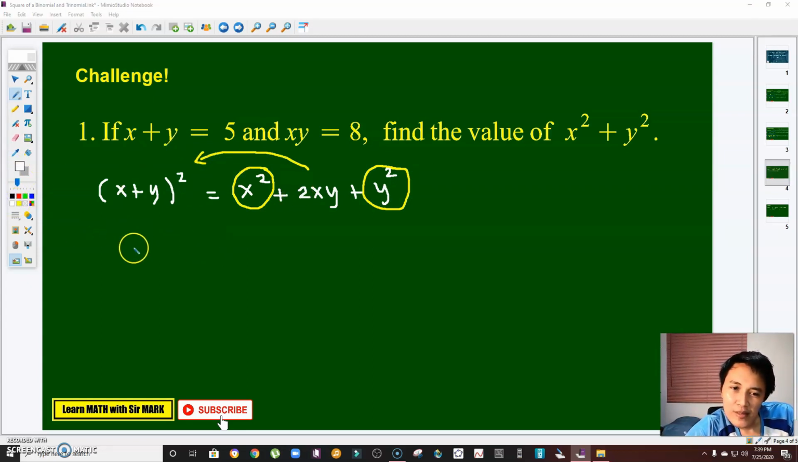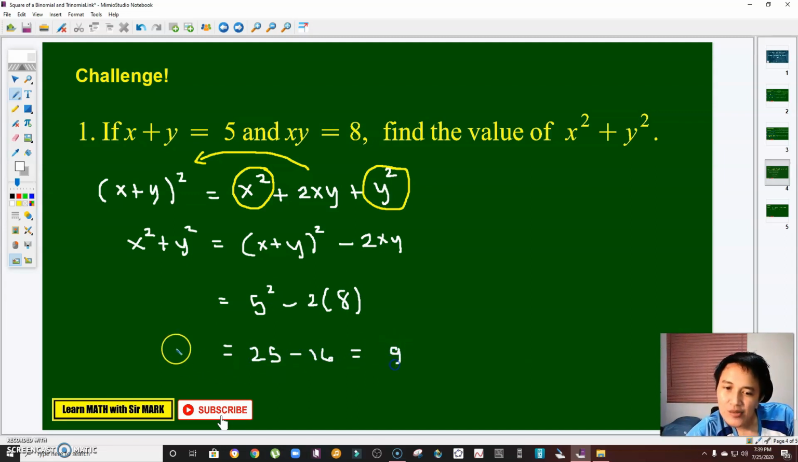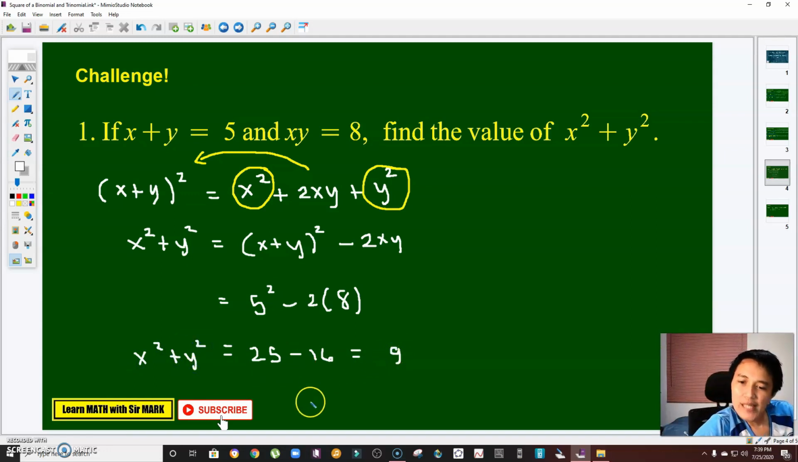Clear? So that will be, I'm going to interchange, this one will become x squared plus y squared. Okay, so that will be x plus y to be squared. Then I subtract 2xy. See that? The good thing here is that given x plus y, which is 5. So that's simply 5 squared minus twice xy. But xy is given. That is 8. Right? So therefore, that is 25. Okay? Minus 16. That's equal to 9. So, therefore, the value of x squared plus y squared is simply equal to 9.